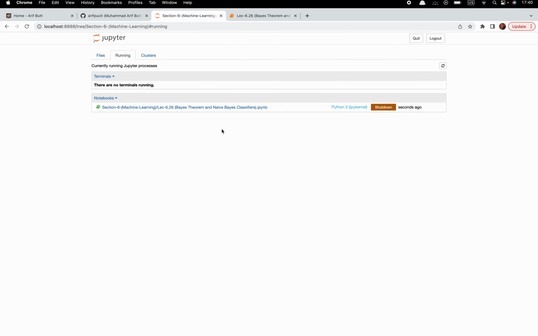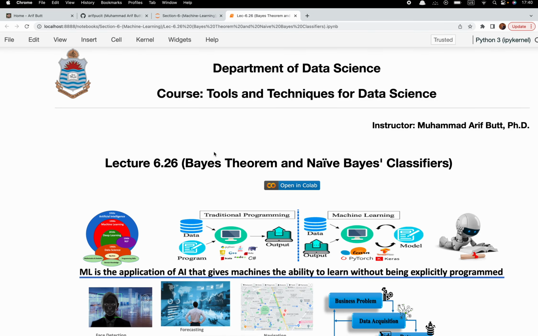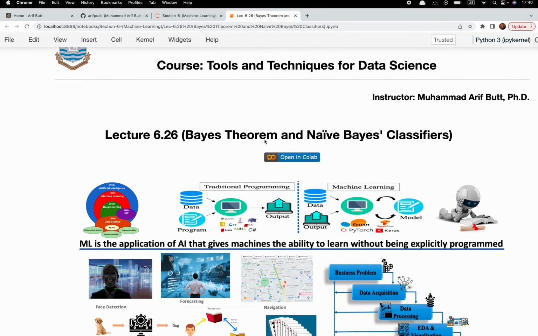Well, this is the Jupyter Notebook dashboard running locally on my machine at port 8888, and here is the notebook for lecture number 6.26 of the 6th module, machine learning, for the course titled Tools and Techniques for Data Science.